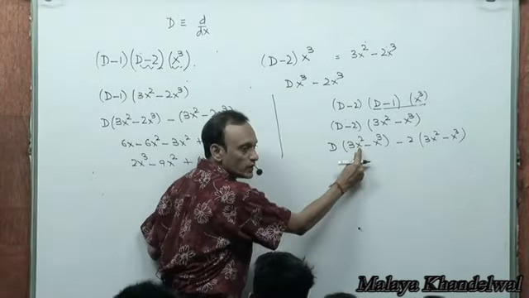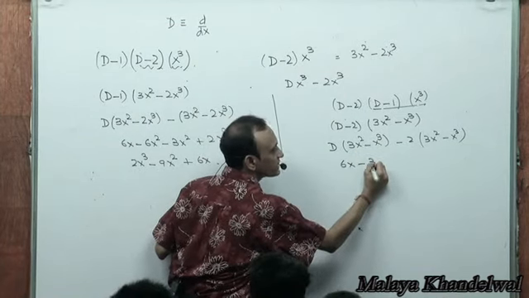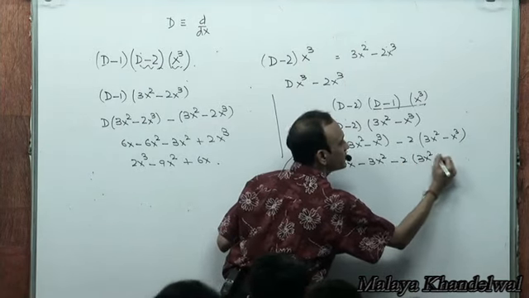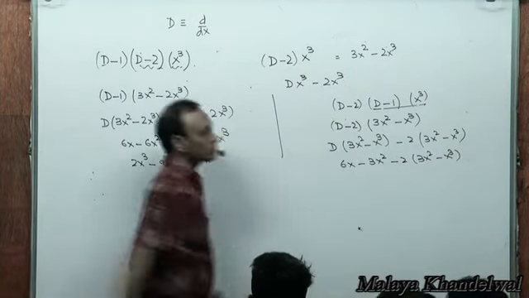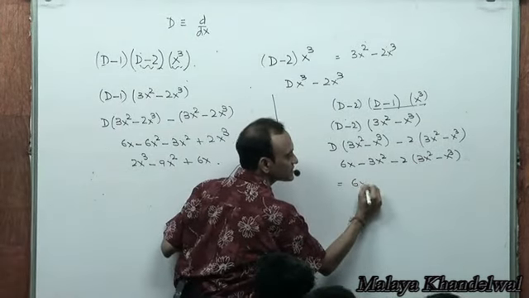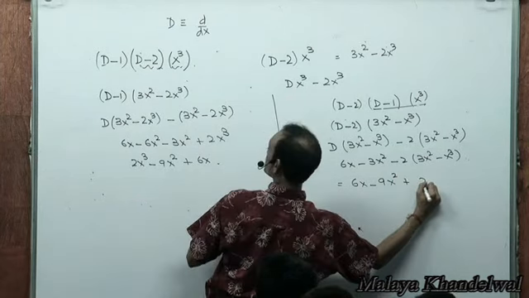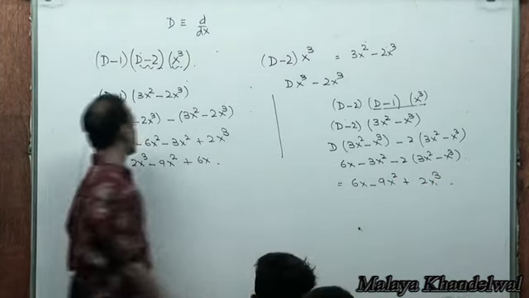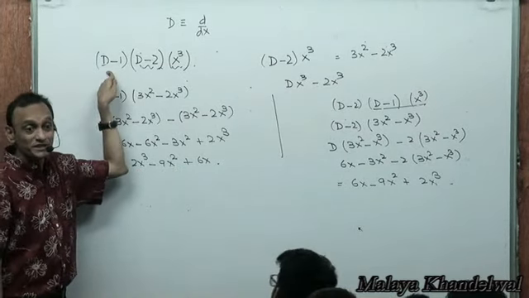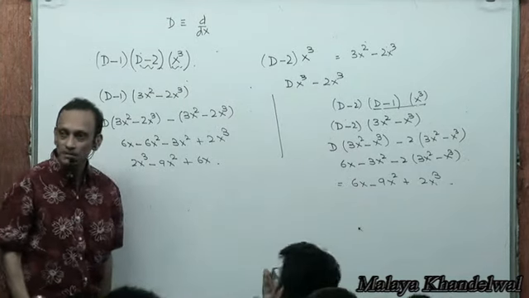D acting on 3x squared will give me 6x minus 3x squared minus twice 3x squared minus x cube, which is 6x minus 9x squared plus 2x cube. Is it the same? Is it the same? That means I interchange these two operators and the output is the same. The output is the same.